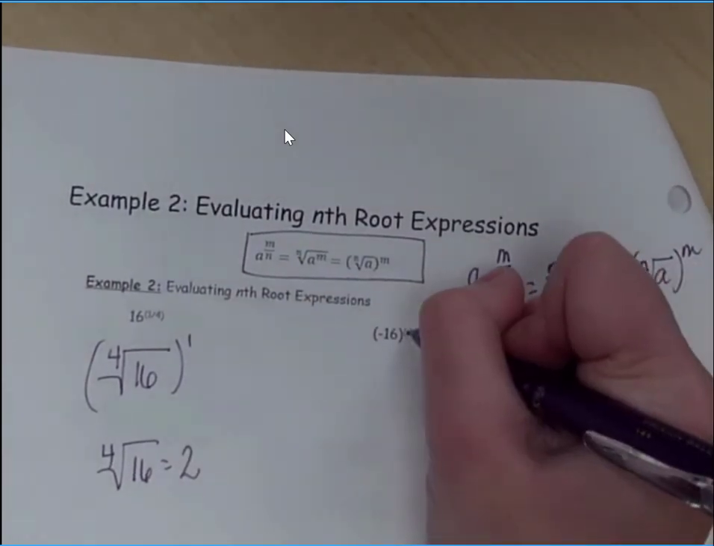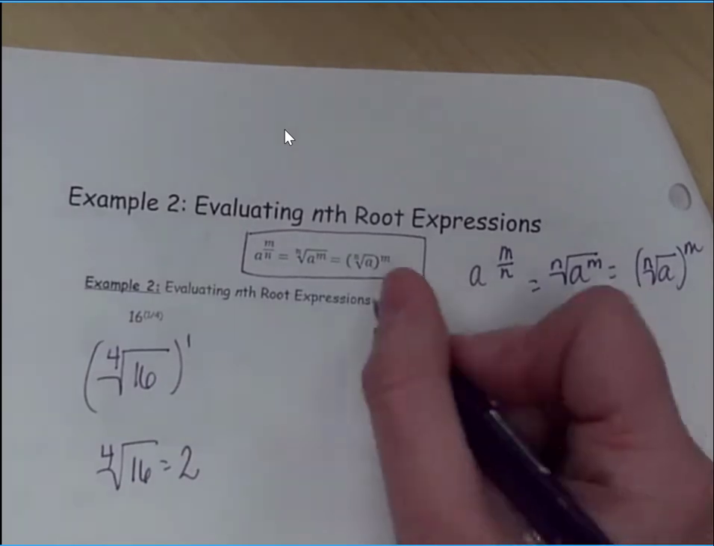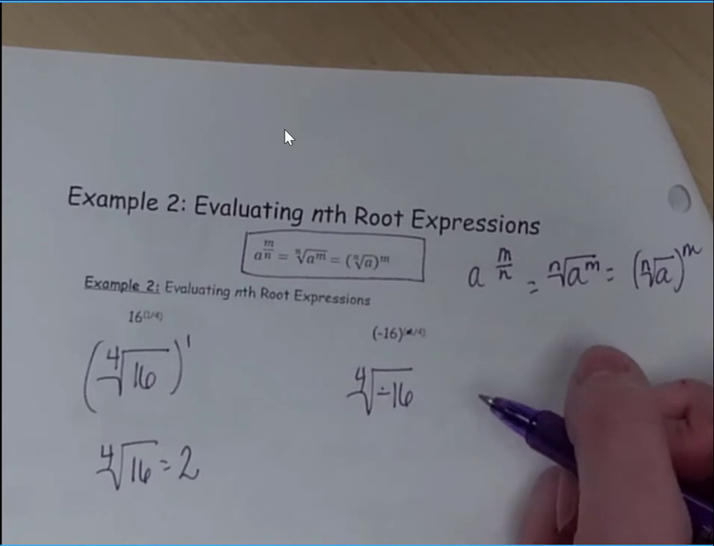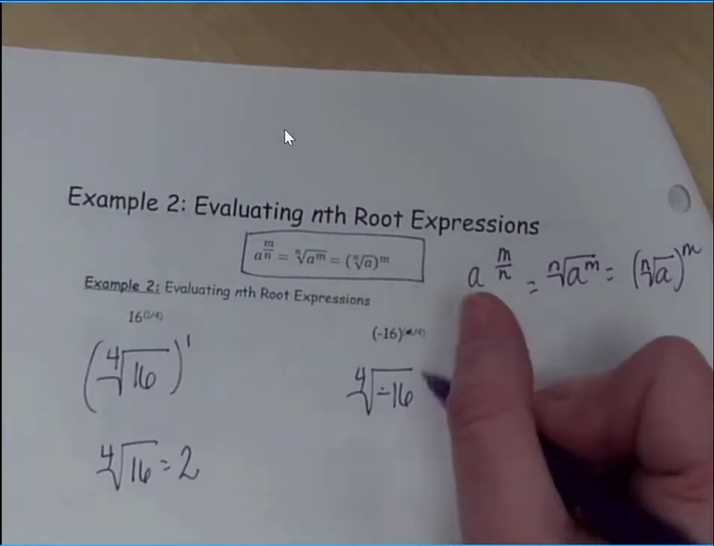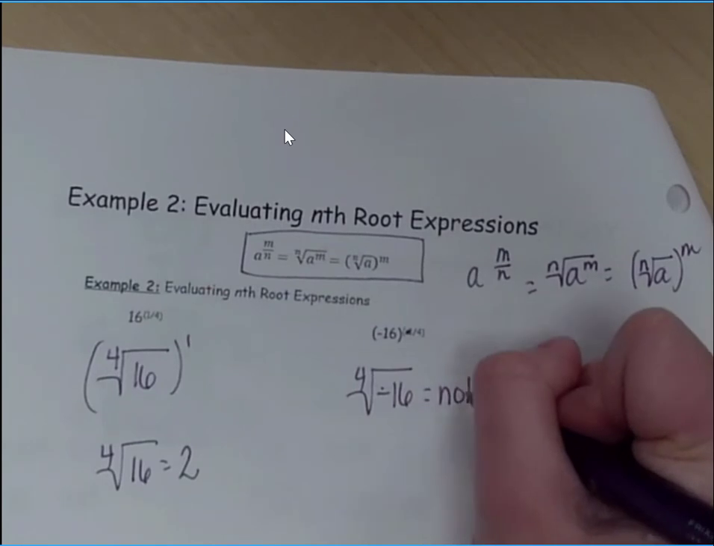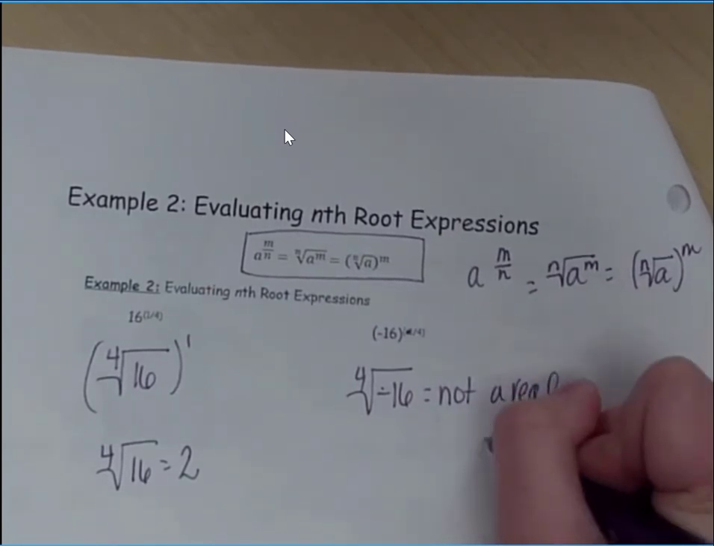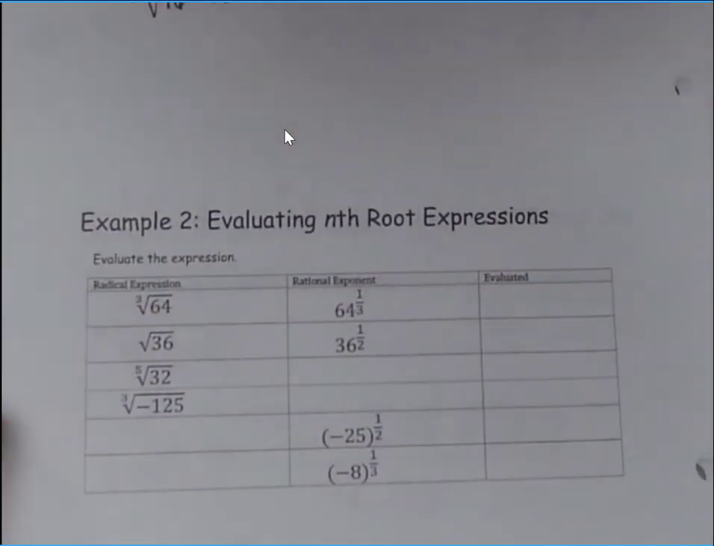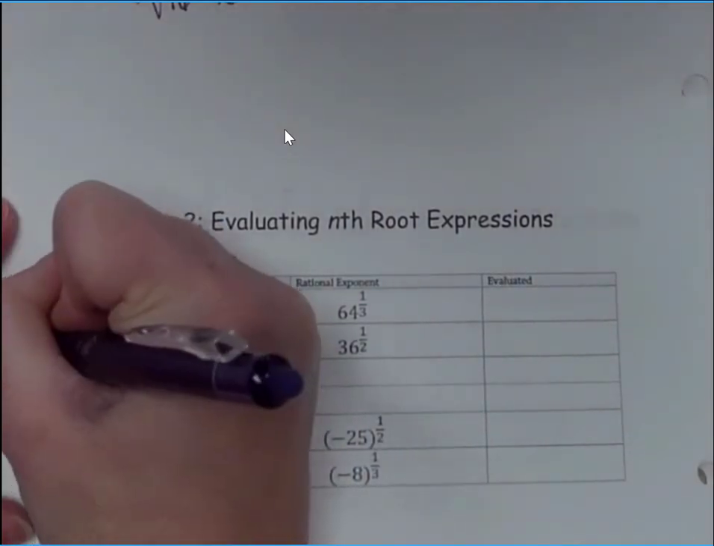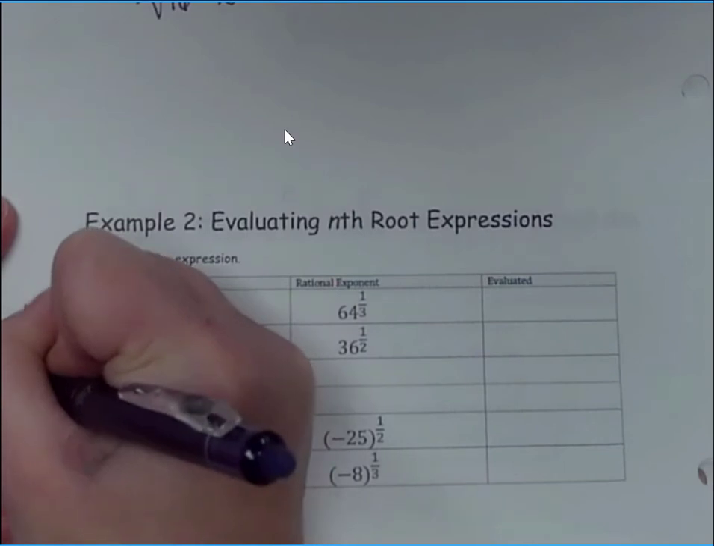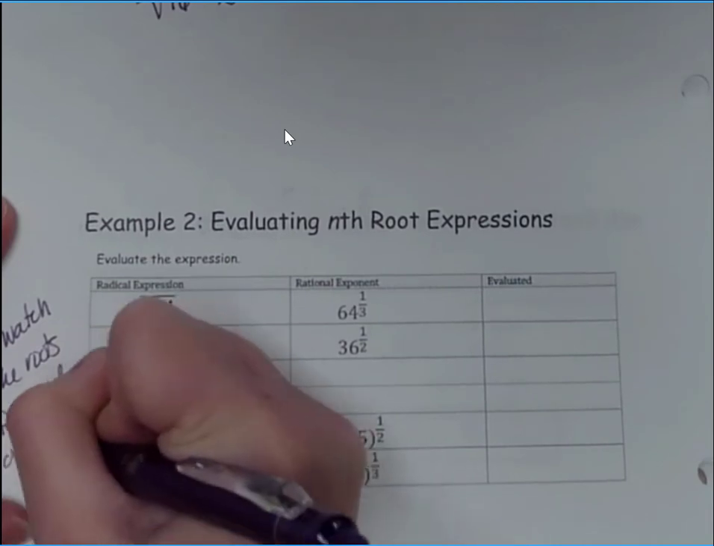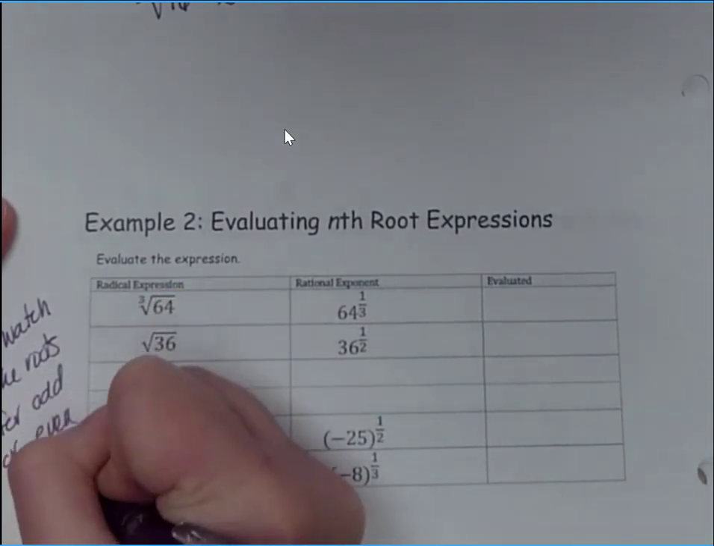Now, there's a little typo here, so I apologize. So I have the 4th root of negative 16, and what number multiplied by itself 4 times is going to give me a negative number? Not a real number. So my answer here is not a real number. So let's split these up a little bit more and kind of give you a better idea as to what this looks like. Now, you need to be really careful here. Make sure you watch the roots for odd or even numbers.